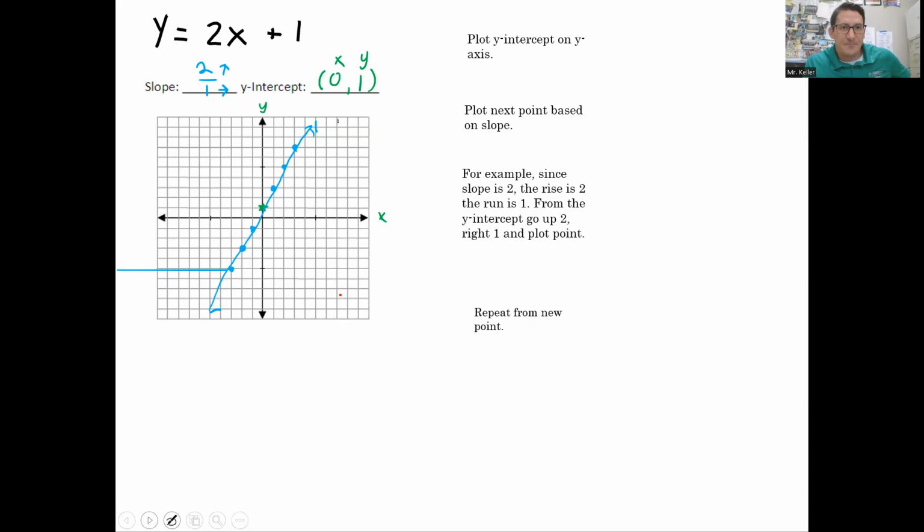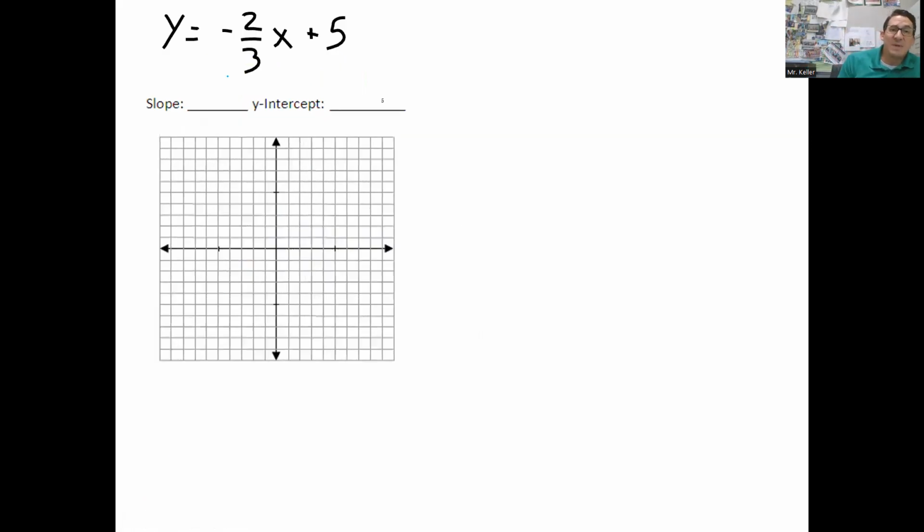Let's do another one. The slope is negative 2/3 on this one. So it's attached to the x. So it's going to be negative 2 over 3. When it's a negative, you want to put the negative with the top or the bottom. It's just easier to keep track of. It doesn't matter which one. You just can't put it with both. I like to move it with the top, and I'll just make it easier to keep track of.